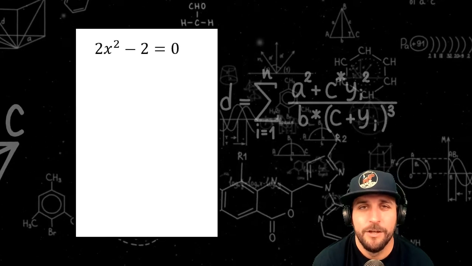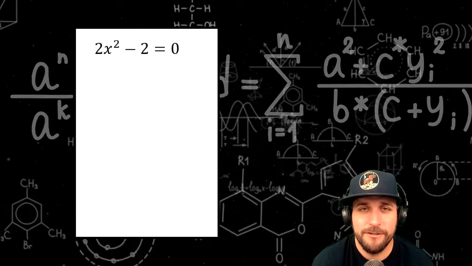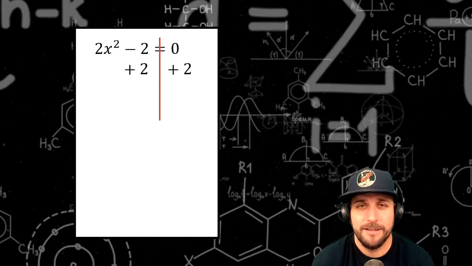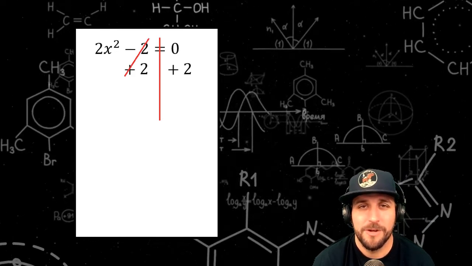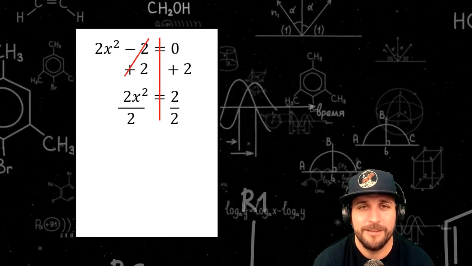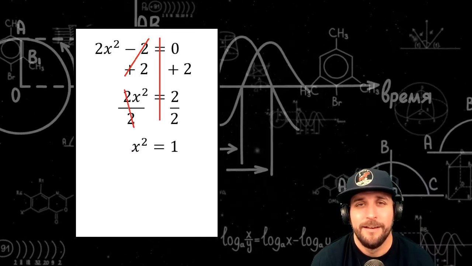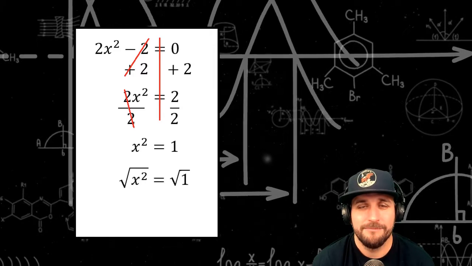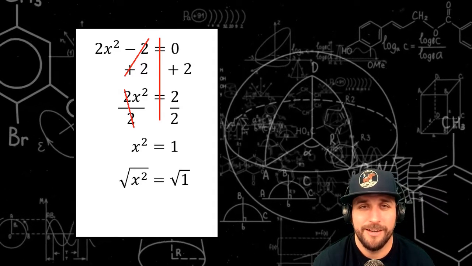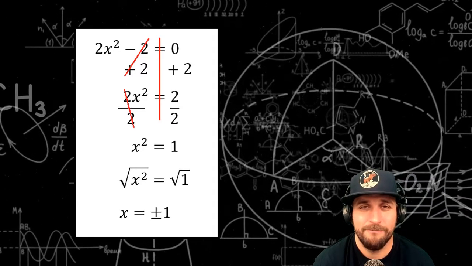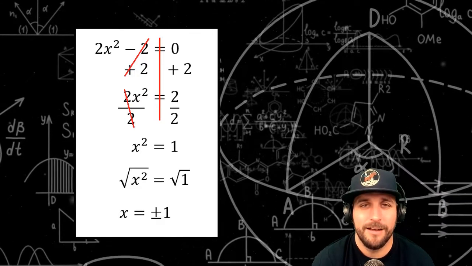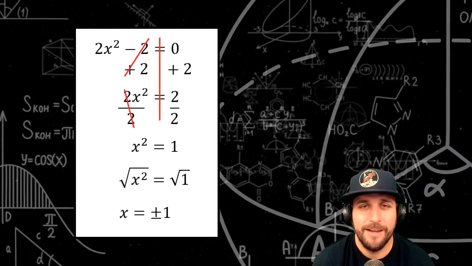On E, 2x squared minus 2 equals 0. Add 2 to both sides. 2x squared equals 2. Divide both sides by 2. X squared equals 1. Take the square root of both sides. So x equals the square root of 1 is 1 or negative 1. 1 times 1 is 1. So x equals 1 or negative 1.